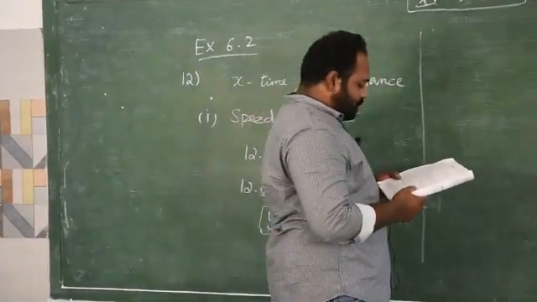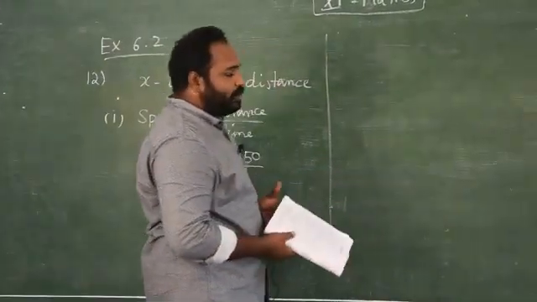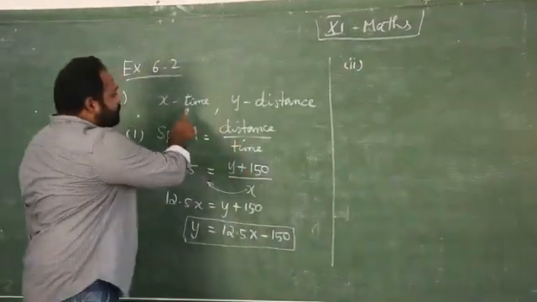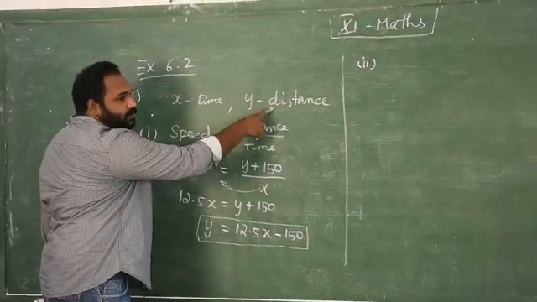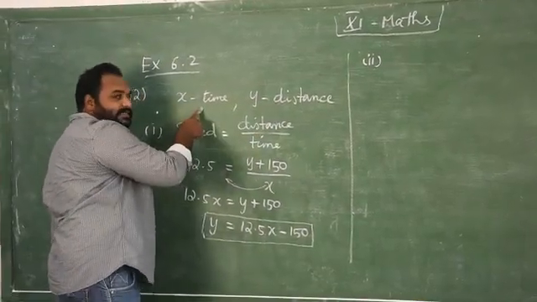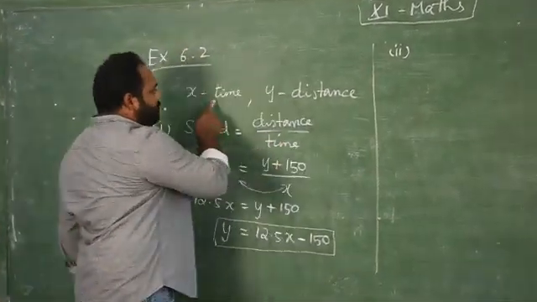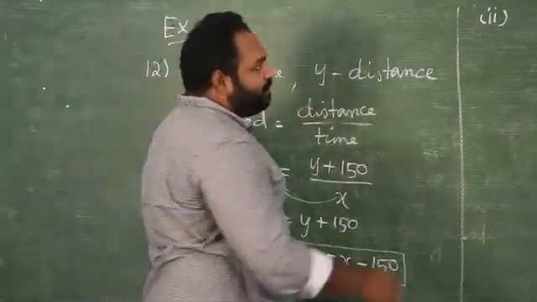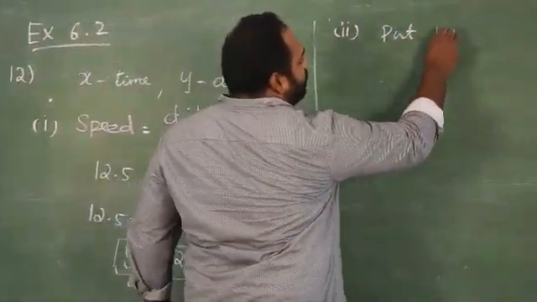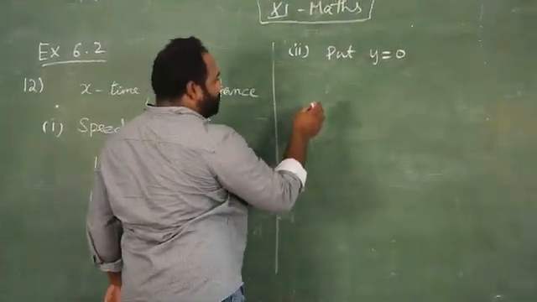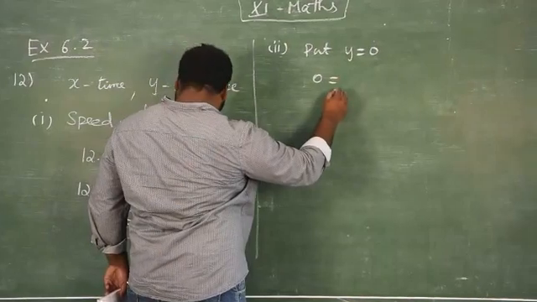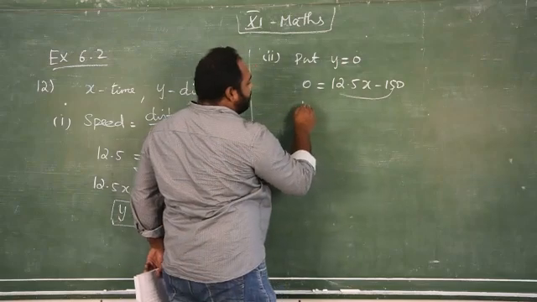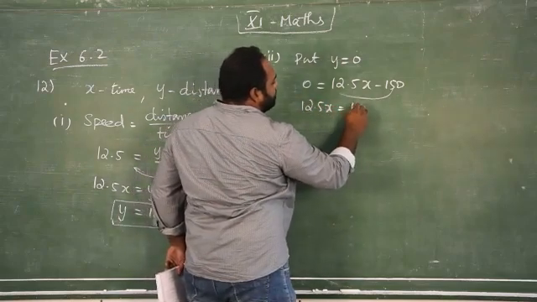Second one, time taken to cross a pole. Already we know that if they are asking time, we have to put y equal to 0. If they are asking distance, we have to put x equal to 0. Here they are asking to find time x. So I am going to apply y equal to 0 in the formula: 0 equals 12.5x minus 150, carry this side, 12.5x equals 150.